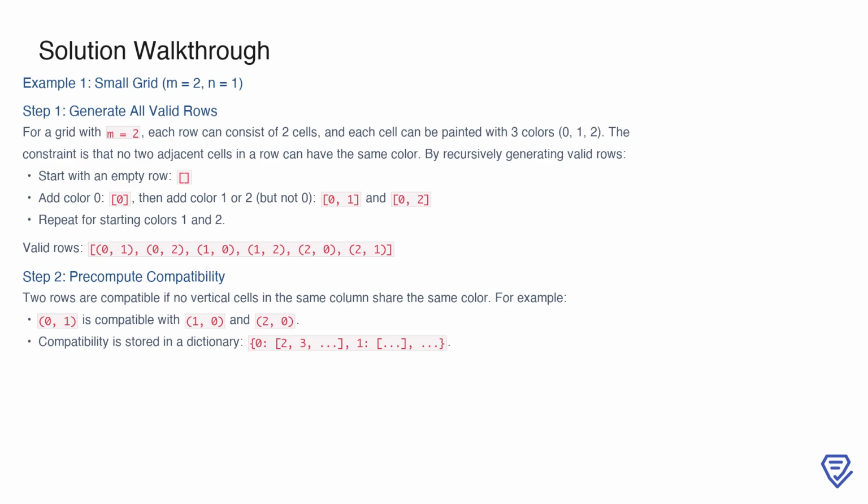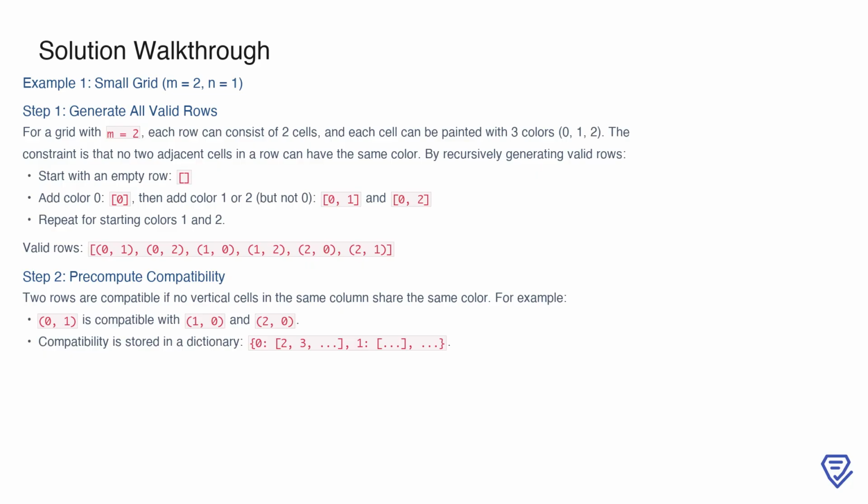We start with an empty row and try adding colors one at a time. For instance, if the first cell is painted with color 0, the second cell can only be painted with color 1 or 2. This gives us rows like [0, 1] and [0, 2]. Repeating this process for starting colors 1 and 2, we end up with 6 valid rows: [0, 1], [0, 2], [1, 0], [1, 2], [2, 0], [2, 1].